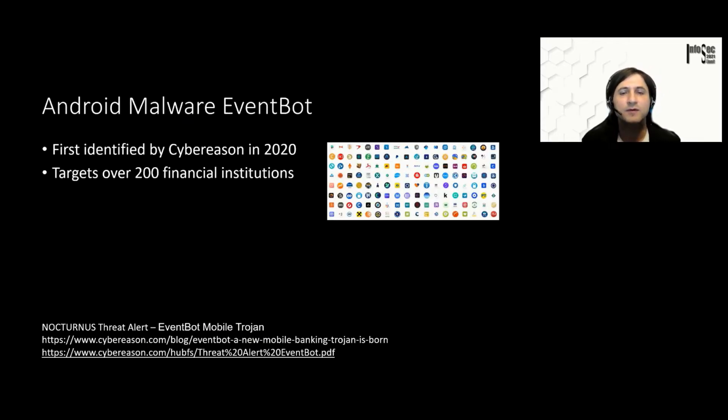And talking about mobile, there was a presentation I saw a few months ago by Cybereason, and they talked about an Android malware they identified in March 2020 called the Eventbot. And I found this super interesting. So it targets about 200 financial institutions.